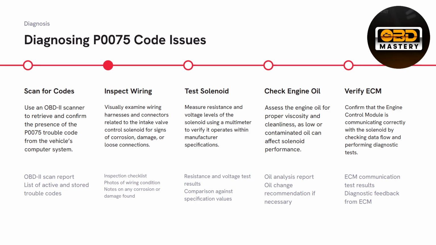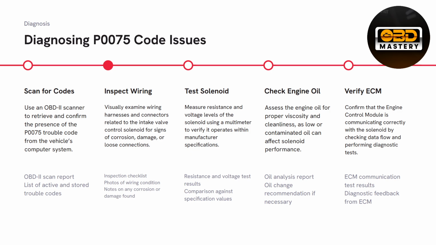Diagnosis. Scan for codes. Inspect wiring. Test solenoid. Check engine oil. Use an OBD2 scanner to retrieve and confirm the presence of the P0075 trouble code from the vehicle's computer system. Visually examine wiring harnesses and connectors related to the intake valve control solenoid for signs of corrosion, damage, or loose connections. Measure resistance and voltage levels of the solenoid using a multimeter to verify it operates within manufacturer specifications.